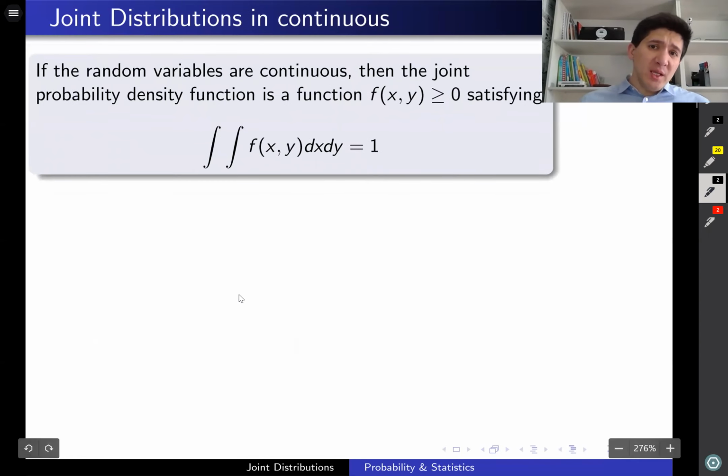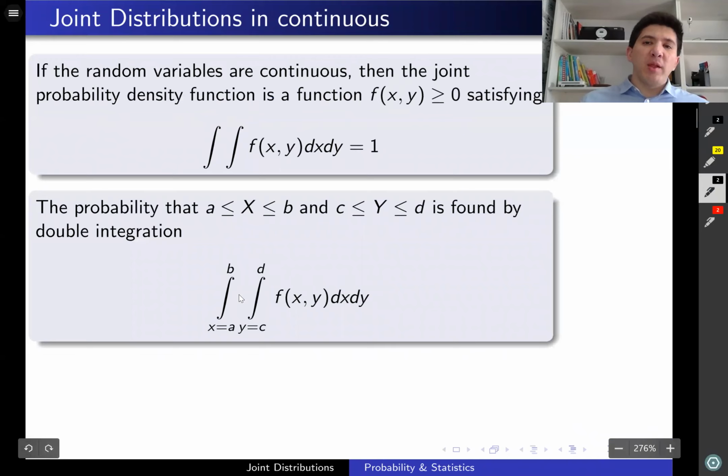In a continuous case, instead of defining the density function as a single variable function, we're going to define it as a multivariable function. So now our function f depends on the two variables, x and y. And as before, the integral of our density function over the whole domain of x and y should be equal to 1. In order to find the probabilities, we just need to integrate twice, over the range of x and over the range of y.